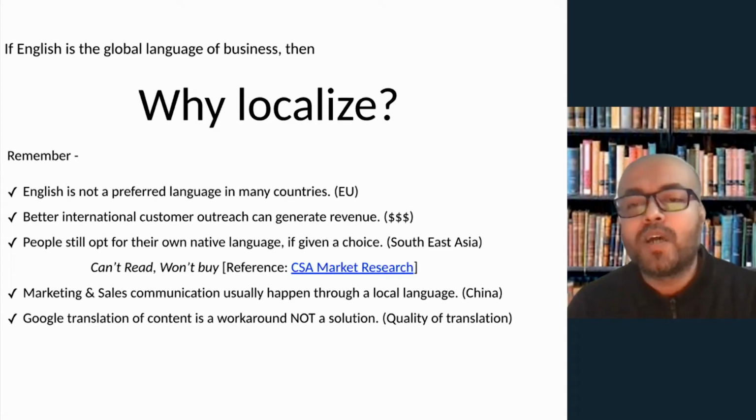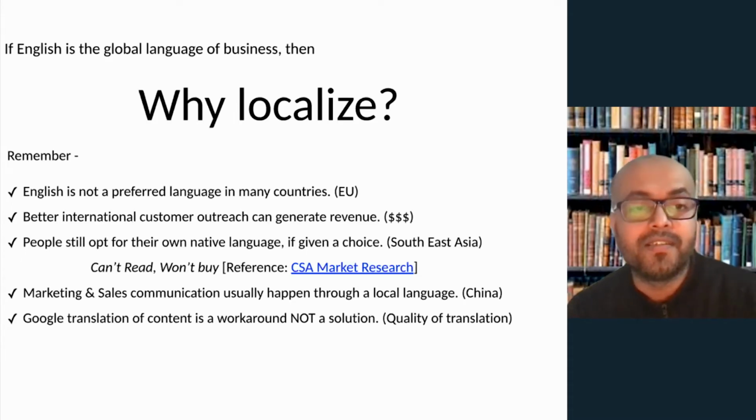For example, in Southeast Asia, people still opt for their native language if we give them a choice. CSA is an organization which conducts market research, and they have a really beautiful caption: if the user can't read it, they won't buy it. And it is so true that if we don't know the product, we don't understand what it is about, then we are not going to buy the product. So localization is the key here.